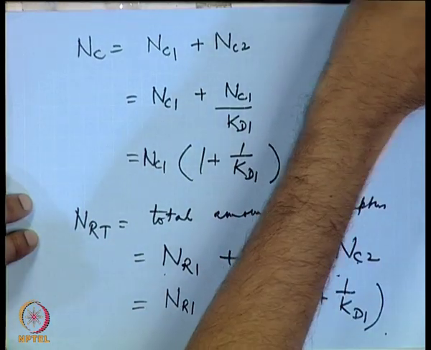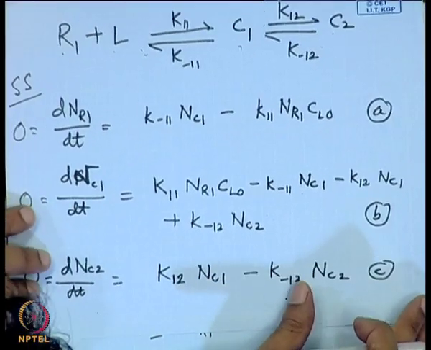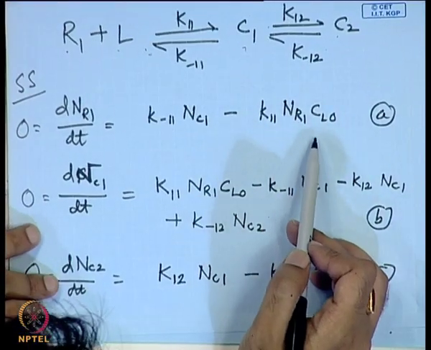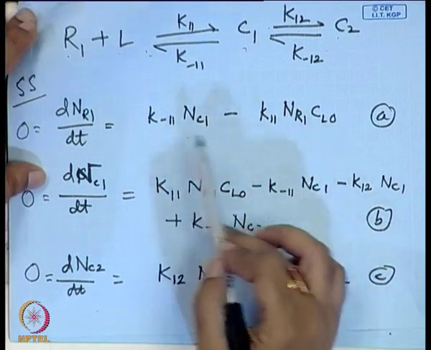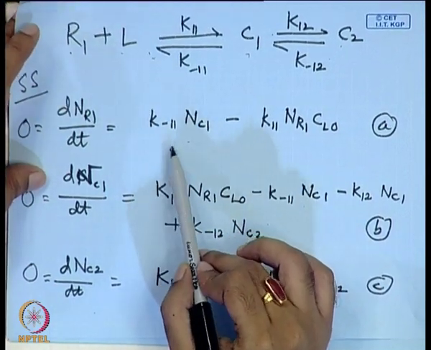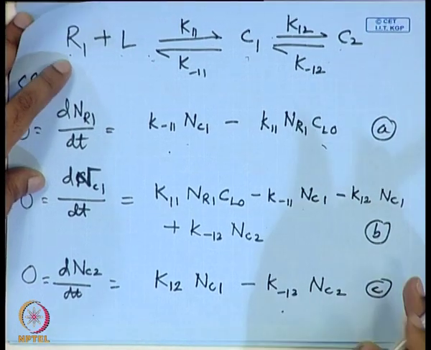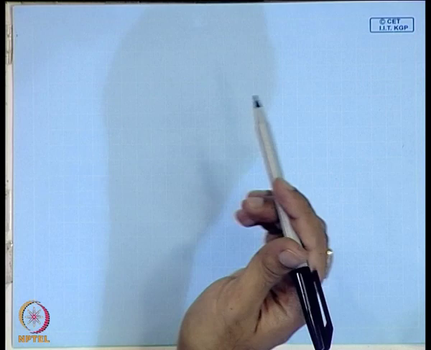So, now if I go back to my equation over here, this has to be 0 at steady state also. So, what we can do is, if I equate this to 0, I get a relationship between NR1 and NC1 straight away. Let us do that.